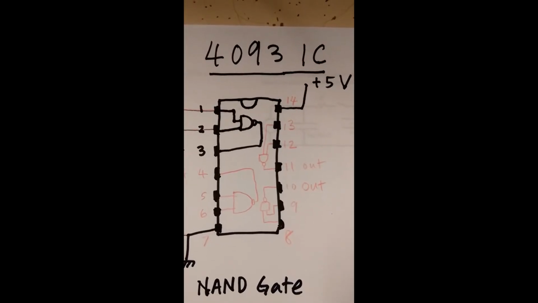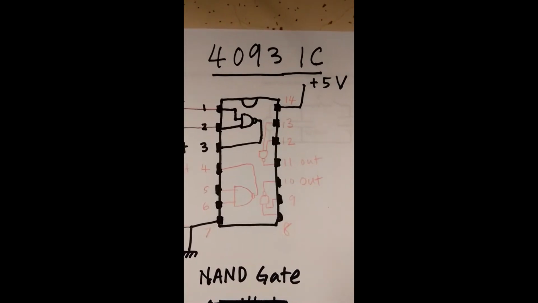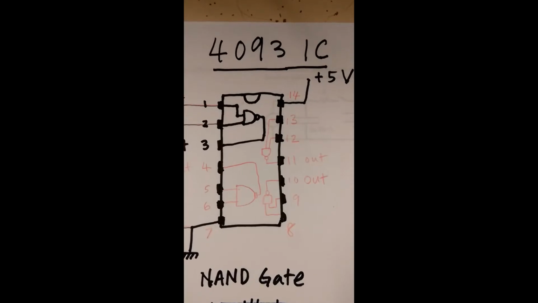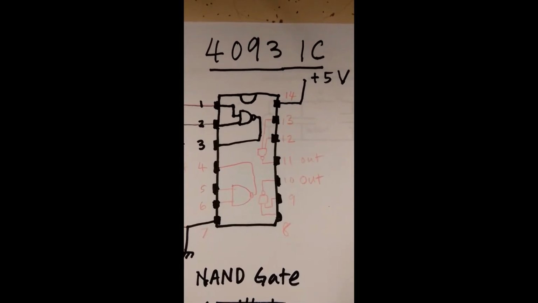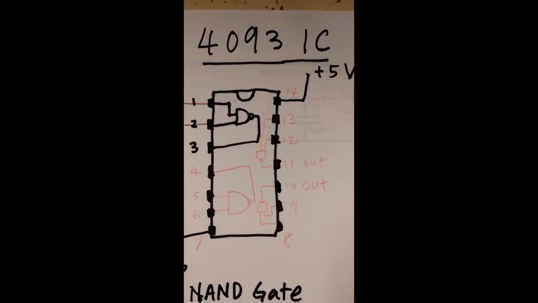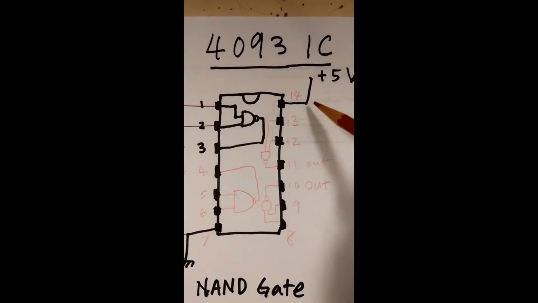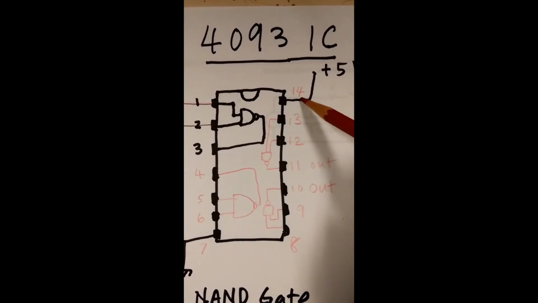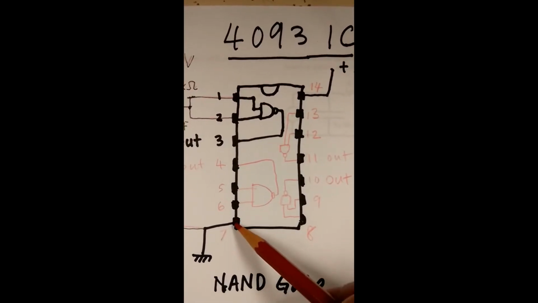Okay, so today we're going to learn another kind of NAND gate. We're going to build this NAND gate from the 4093 IC. Pin number 14 is plus 5 volts for the power of the IC, and ground is at pin number 7.